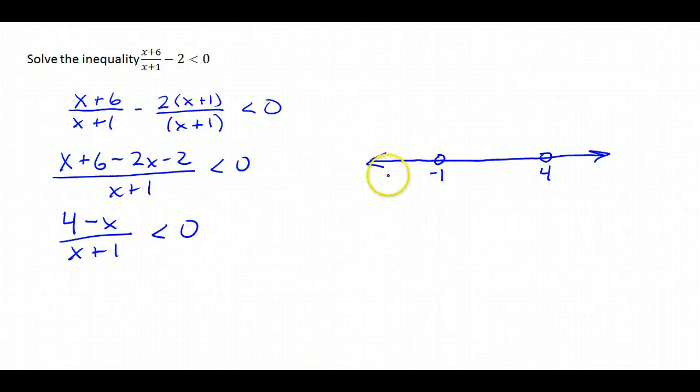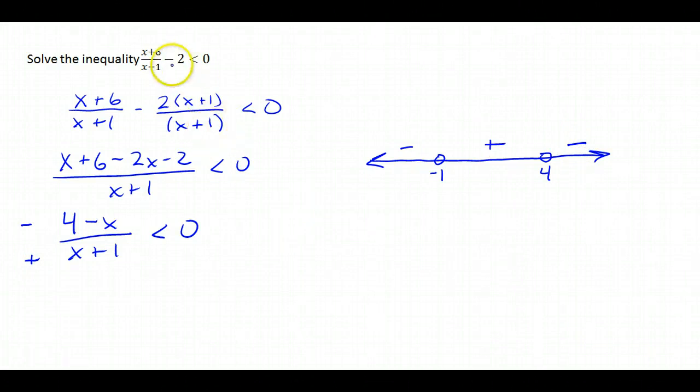Okay, let's pick a number to the left of negative 1, say negative 2. So 4 minus negative 2 is positive 6, and negative 2 plus 1 is negative. A positive divided by a negative is negative. Now pick a number between negative 1 and 4, like 0. 4 minus 0 is positive, and 0 plus 1 is positive, so that will be positive. And finally, pick a number greater than 4, like 5. That'll be negative. 4 minus 5 is negative 1, and 5 plus 1 is positive. Negative divided by positive is negative.